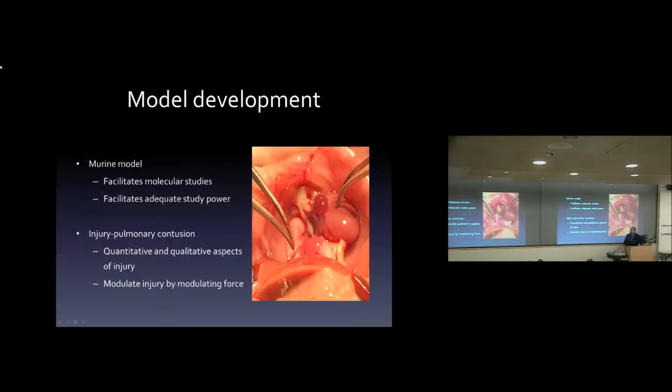So we wanted to develop a model. We needed a few things to ask the right questions. We needed tools that were useful. And we started with a murine model, so mouse.